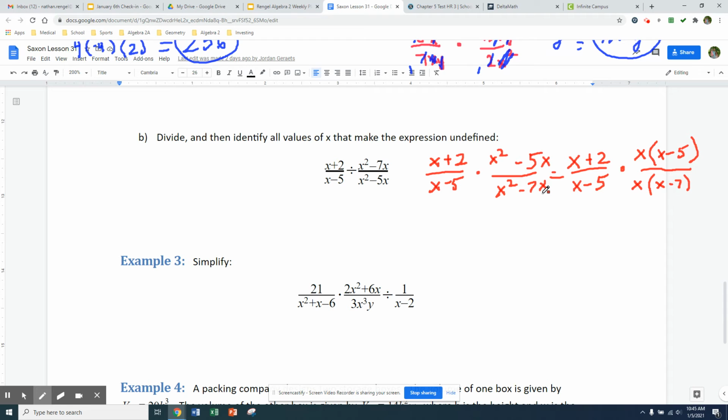So I've got the GCFs factored out. There's nothing else that I can factor. Next, I'll look, is there anything in common? Well, we have an x up in the numerator here, x in the denominator down here, x minus 5 in the numerator here, x minus 5 in the denominator there. Then I look at, I've got an x plus 2 and an x minus 7. Those do not simplify, so I'll put my answer over here. The answer is x plus 2 over x minus 7.